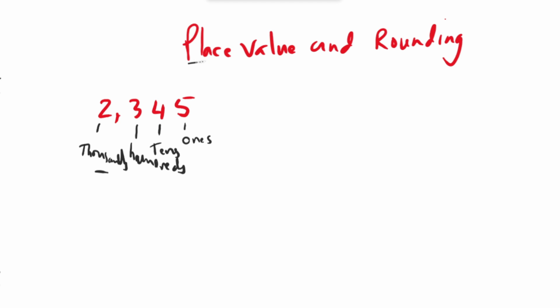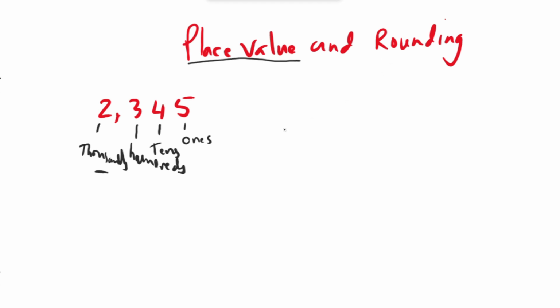The place value of this 5 is ones. The place value of this 4 here is tens. The place value of this 3 is hundreds, and the place value of this 2 here is 1,000. So this is something we need to get in our belt before we start rounding.